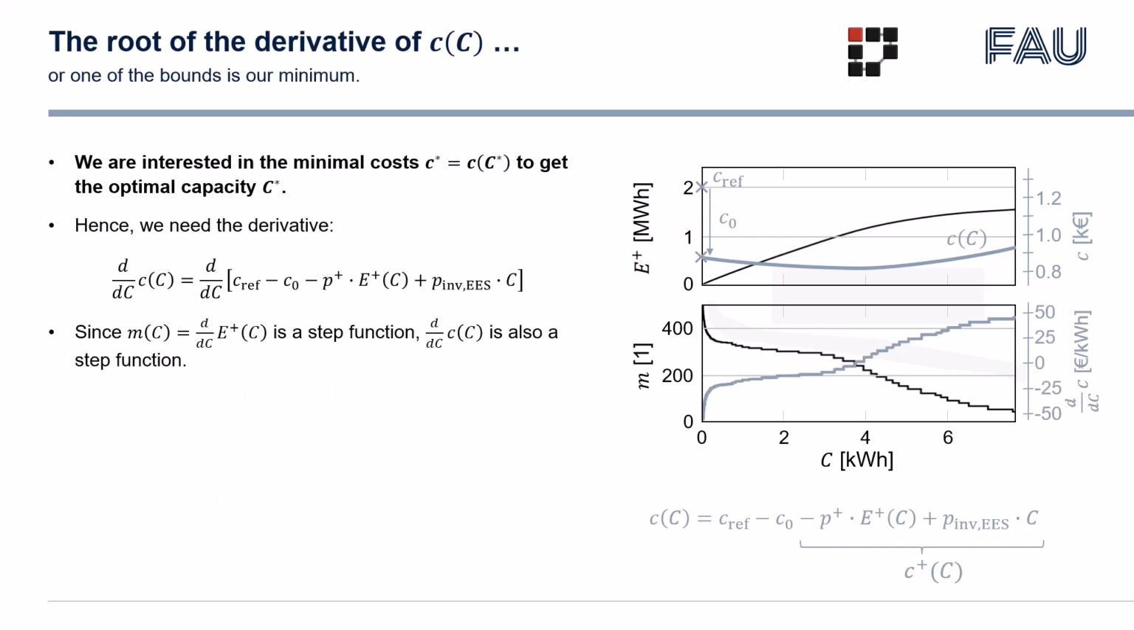If we want to find the minimum of our cost function, we are interested in the derivative of our cost function to find the root for our derivative and therefore our cost optimal capacity.